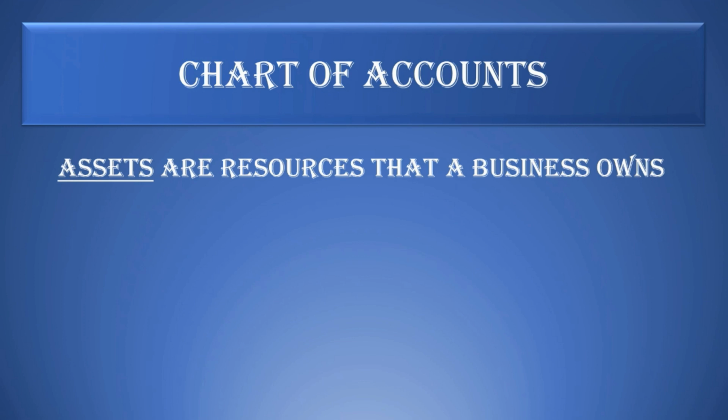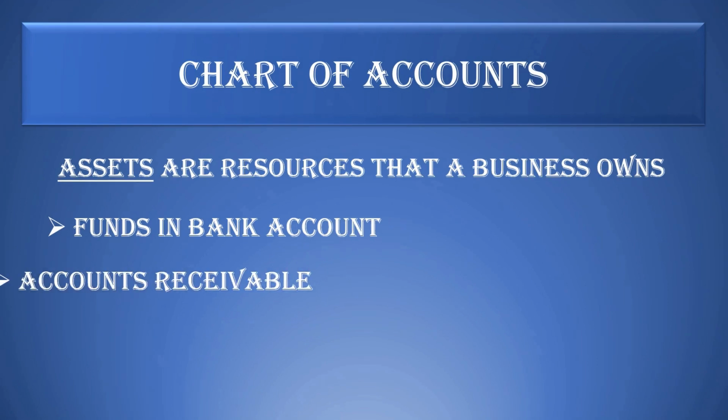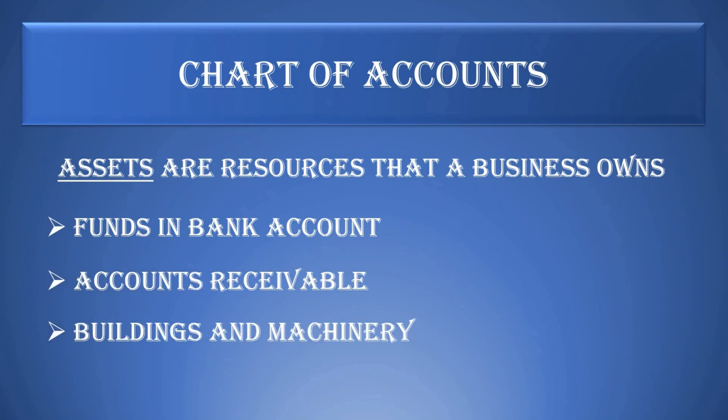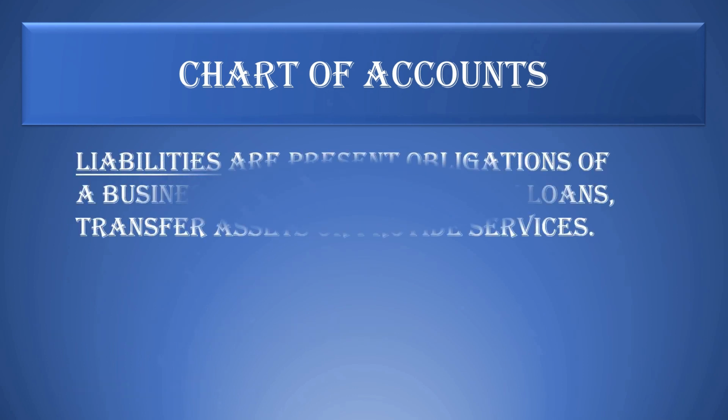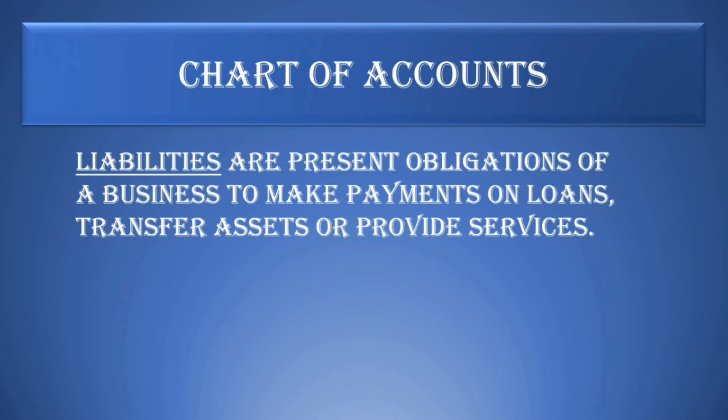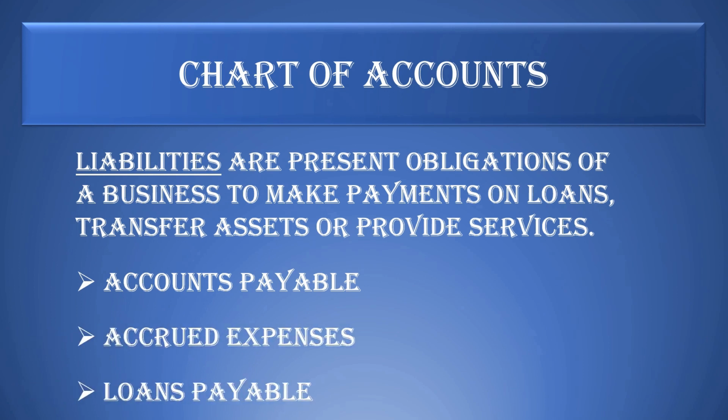Assets are resources that a business owns. Some examples of assets are funds in the bank account of the company, accounts receivable, inventory, and buildings and machinery. Liabilities are present obligations of a business to make payments on loans, transfer assets, or provide services. Some examples of liabilities are accounts payable, loans payable, and accrued expenses.